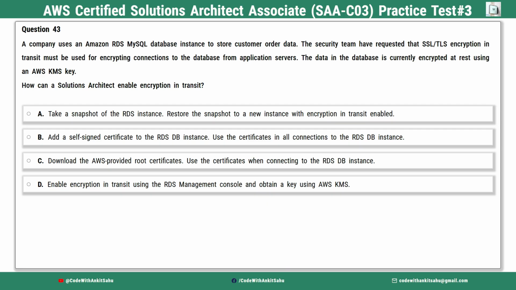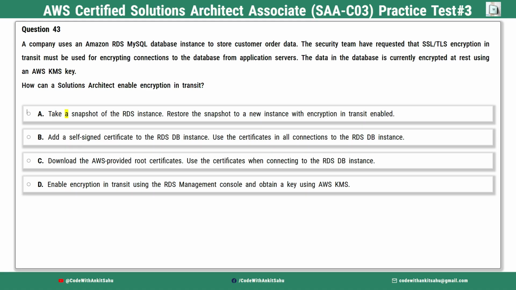Question 43. A company uses an Amazon RDS MySQL database instance to store customer order data. The security team have requested that SSL/TLS encryption in transit must be used for encrypting connections to the database from application servers. The data in the database is currently encrypted at rest using an AWS KMS key. How can a solutions architect enable encryption in transit?